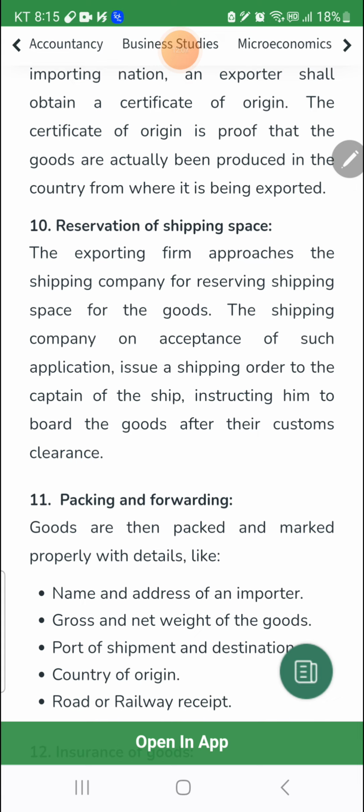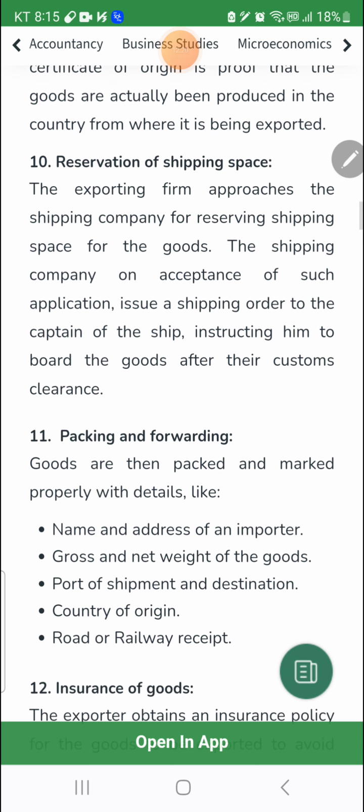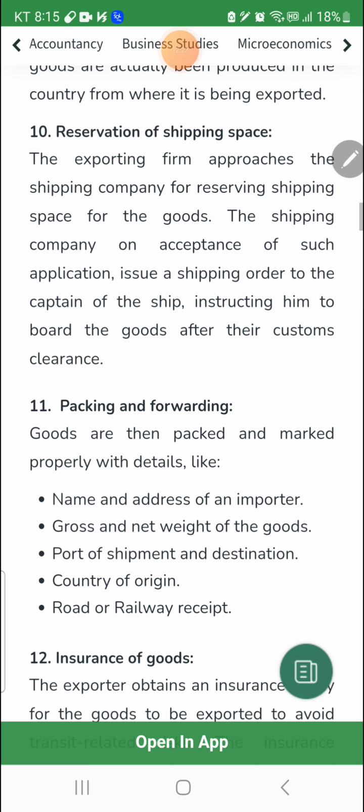Shipping order. Reservation of shipping space. Shipping company, on acceptance of such application, issues a shipping order to the captain of the ship, instructing him to board the goods after their customs clearance.